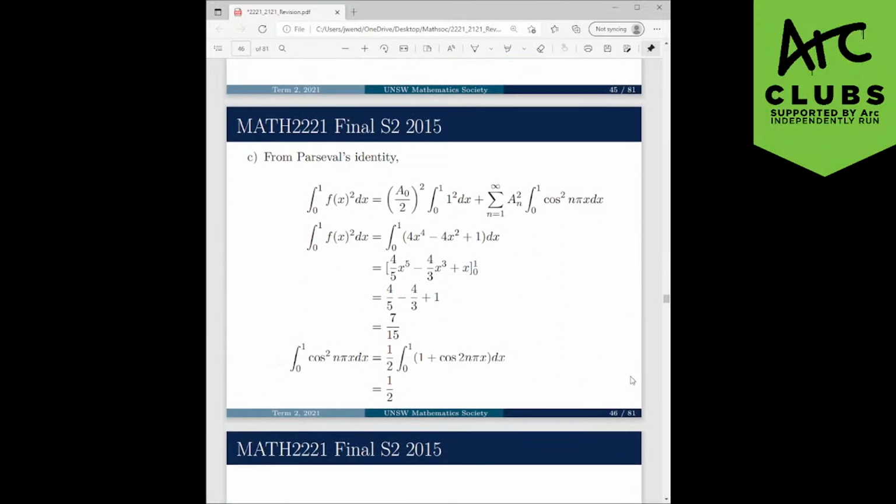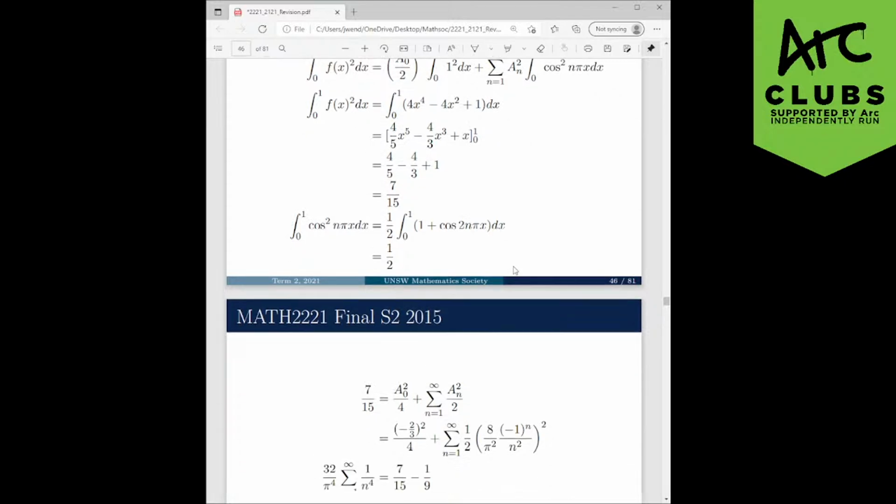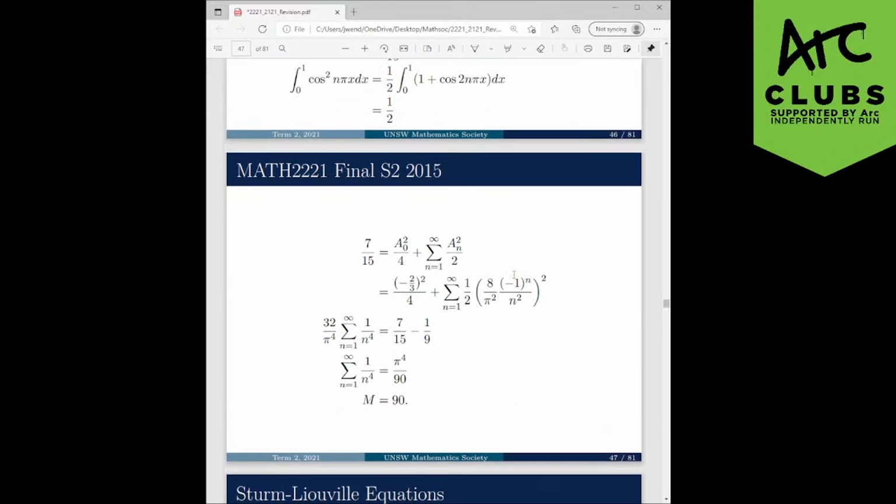And part C is just Parseval's identity. But it's pretty much the exact same working as before. You just have a little adjustment there because it's 2x squared minus 1 all squared instead of just x squared all squared. But after a nice amount of cancelling, you end up with the same answer as before.